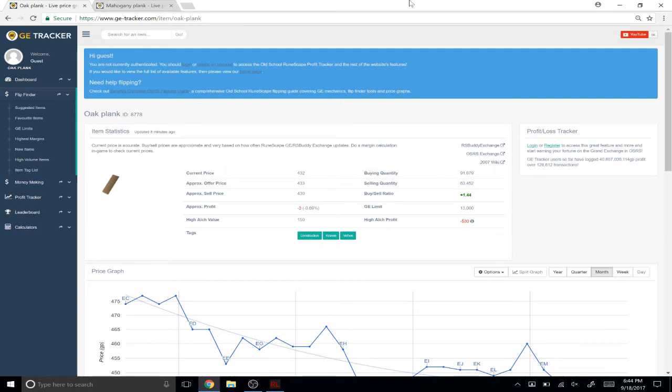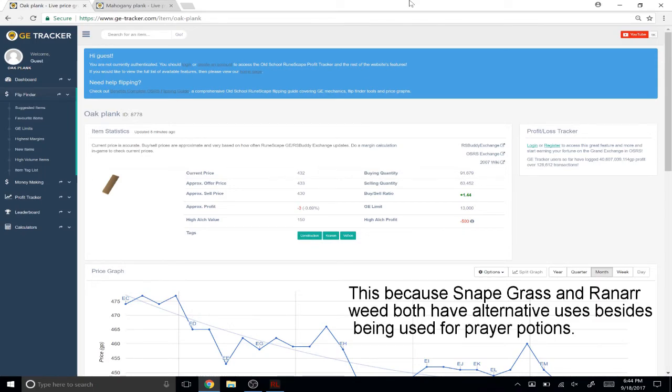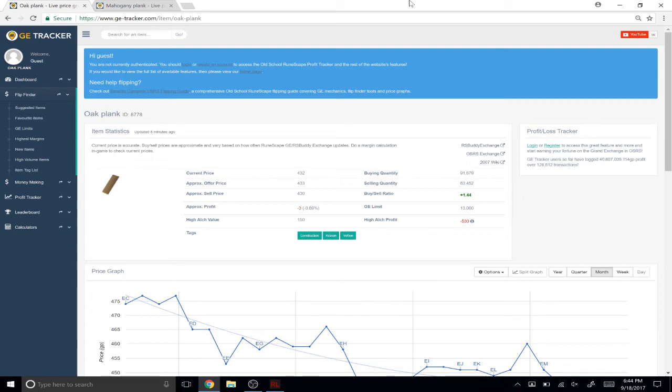Also, keep in mind that, for example, using potions again, if the resources for a potion move up, the complementary resources to go along with it, so for prayer potions, I think it's like Ranarr weed and Snapdragon, if one goes up in price, that doesn't always mean the other is going up in price. So just be careful of that. It can be like that, but it doesn't happen all the time. So those are called complement items. These are substitute items. So just make sure you know the difference and don't fall for that one.